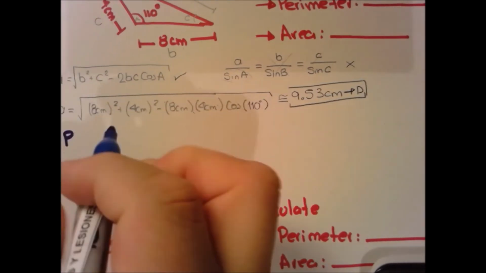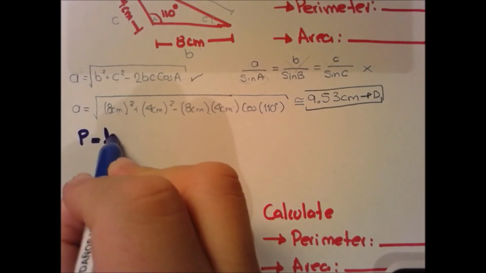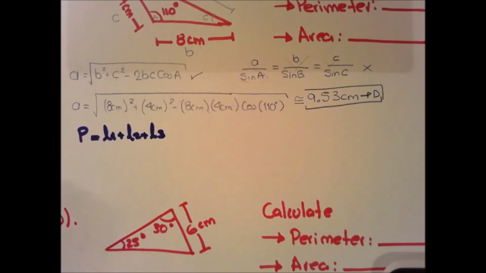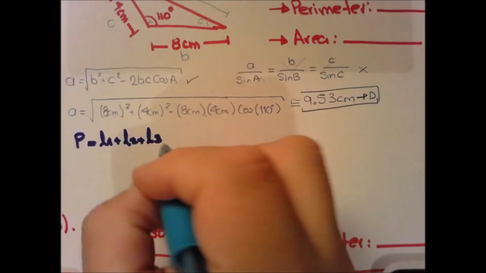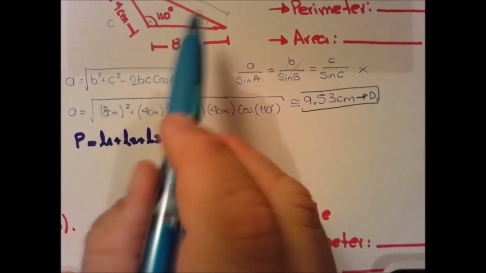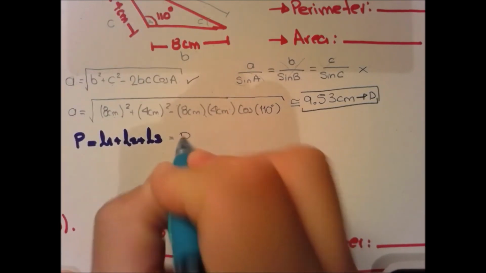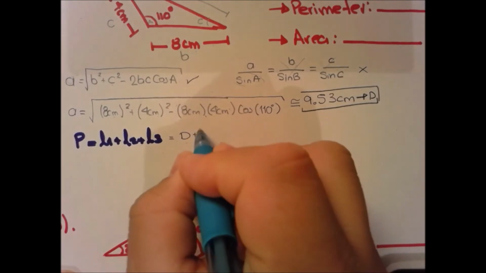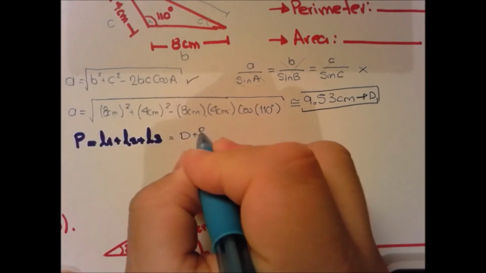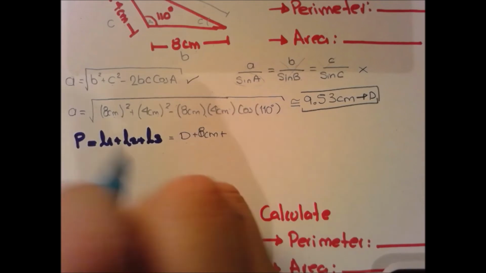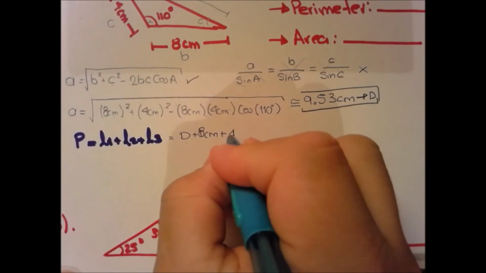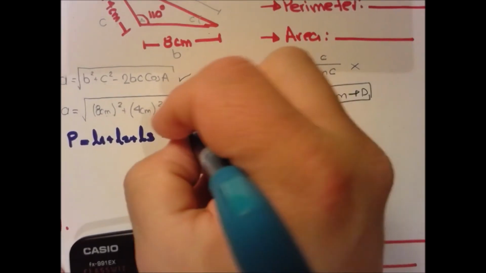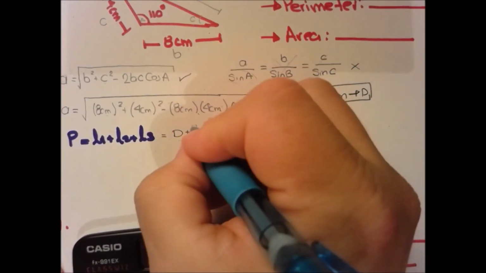Perimeter, remember, it's side 1 plus side 2 plus side 3. I'm talking about lengths. So this is going to be equal to D. Why D? Because I have my calculator D, plus B, in that case 8 centimeters, plus C, in that case 4 centimeters. Let me erase over here 8 centimeters.